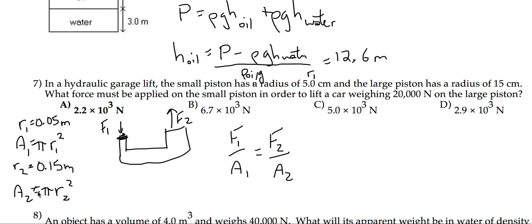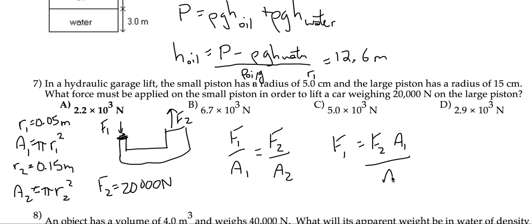Plug that in. And then F2 is given. It's going to be 20,000 newtons. And then we're trying to solve for F1. So F1 will be equal to F2 times A1 over A2. Plug in the numbers over here, and I got 2222 newtons, which rounds to answer choice A.